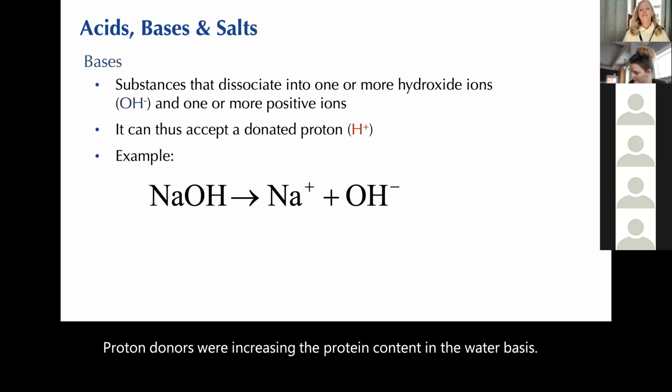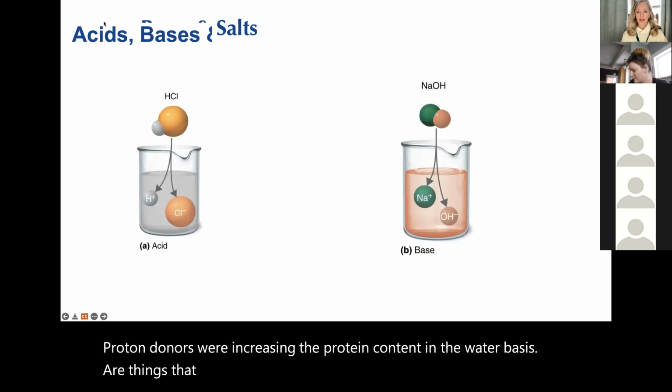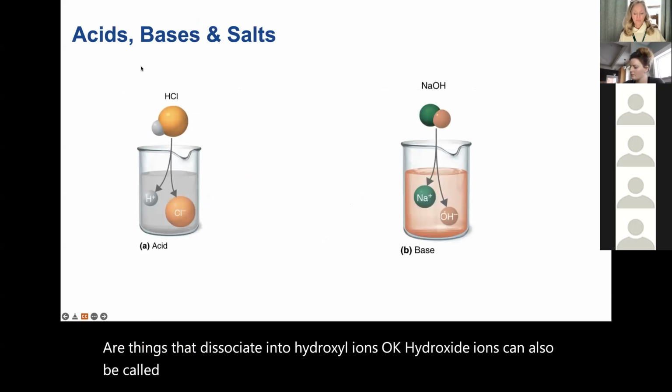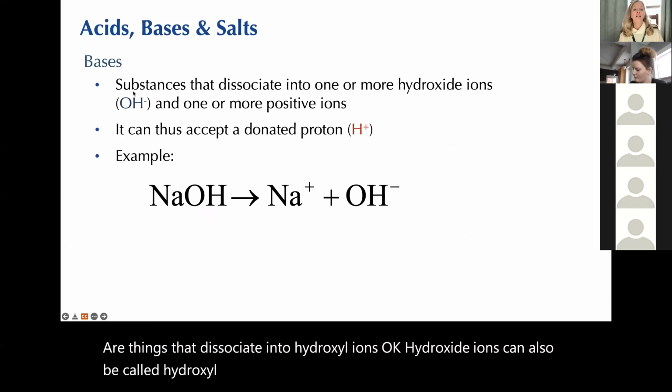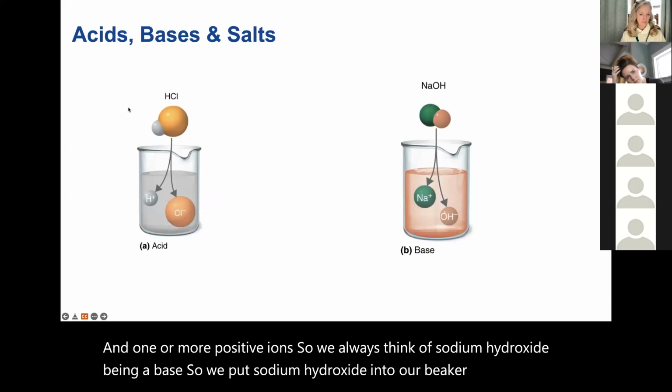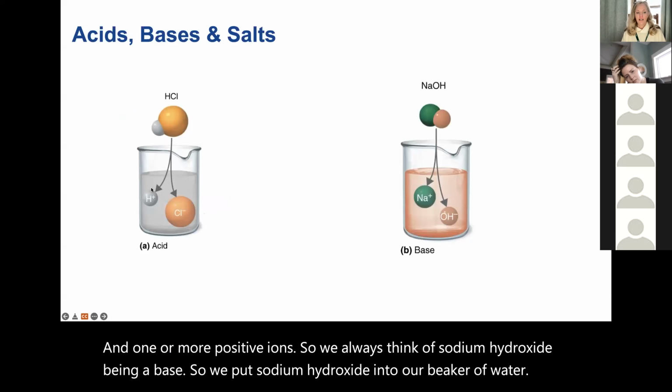Bases are things that dissociate into hydroxyl ions. Hydroxide ions can also be called hydroxyl, OH-, and one or more positive ions. So we always think of sodium hydroxide being a base. We put sodium hydroxide into our beaker of water. Here's our HCl, how it dissociates in water. Here's our sodium hydroxide. So you get this little hydroxyl group that's separate.